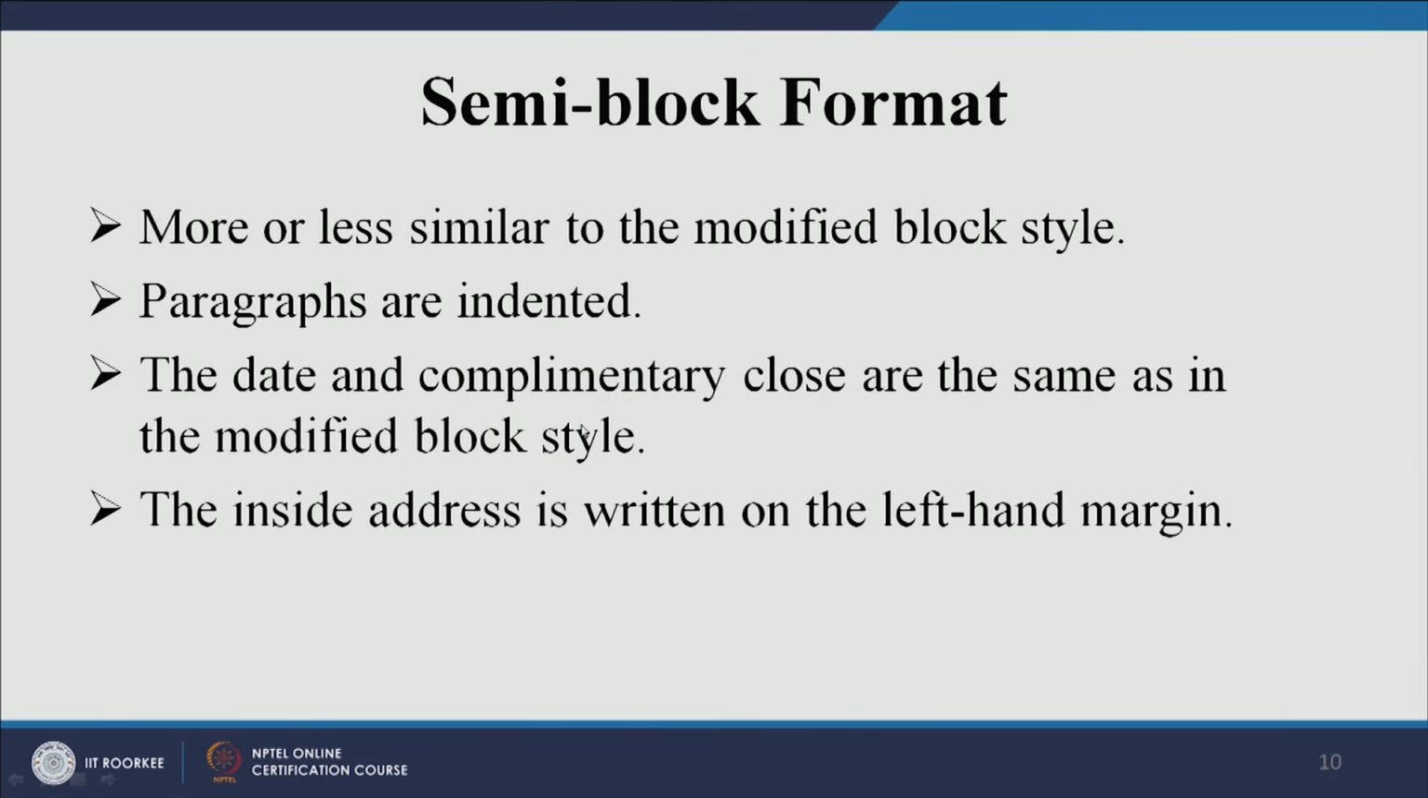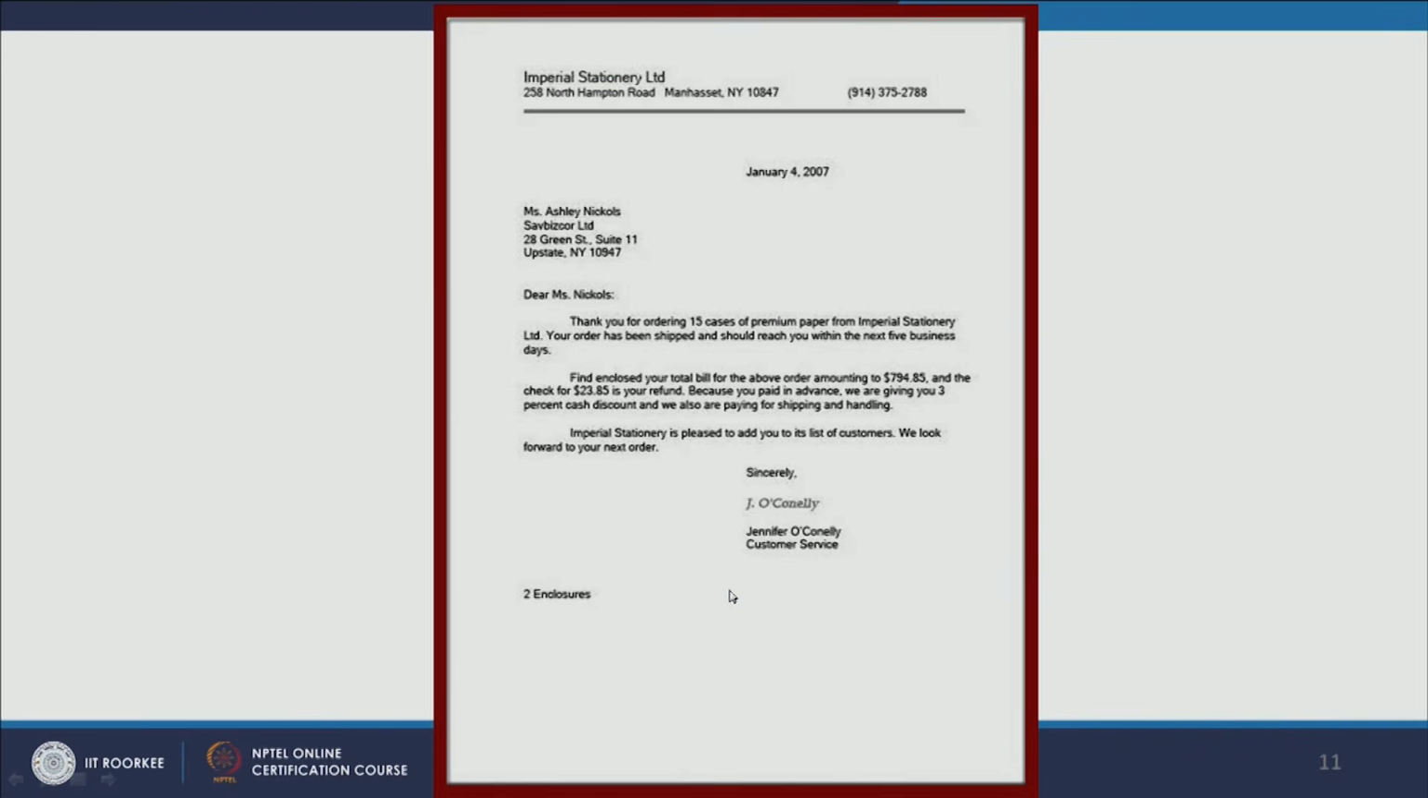The date and the complementary clause are the same as in the modified block style, and then the inside address is written on the left margin. So, these are the characteristics of a semi-block format. Now, here you can see a letter from an organization. Here you can find the date. They have not written the date on the right hand side or on the left hand side, but in the middle, and the name of the organization, the letterhead, is also towards the left.